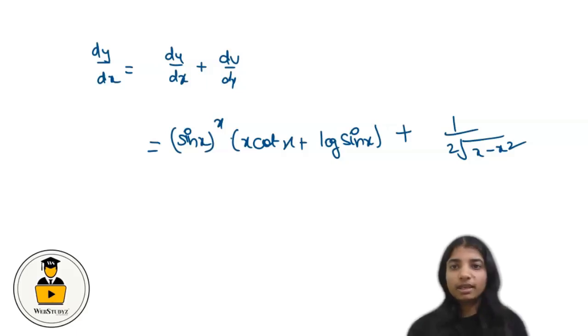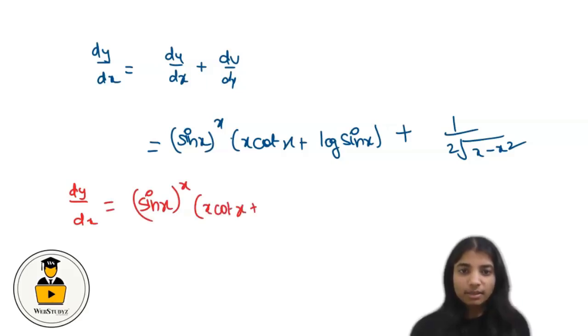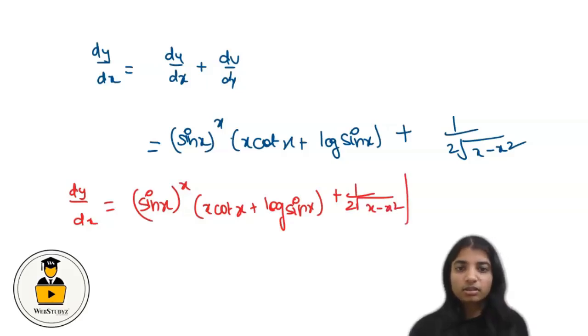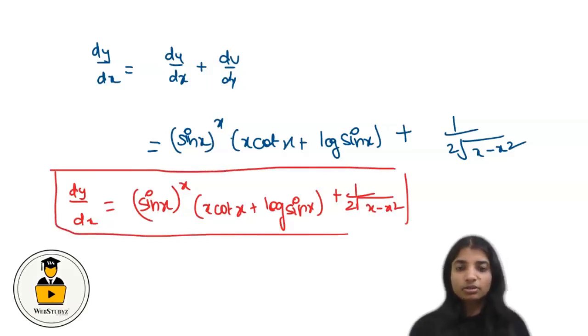So from here we can say that the value of dy divided by dx is equal to sine of x raised to the power x multiplied by x cot of x plus log of sine of x plus 1 divided by 2 under root of x minus x square. So this is the answer to the given question. So students, in order to solve this problem, we use the basic concept of differentiability. I hope you understood the concept well.